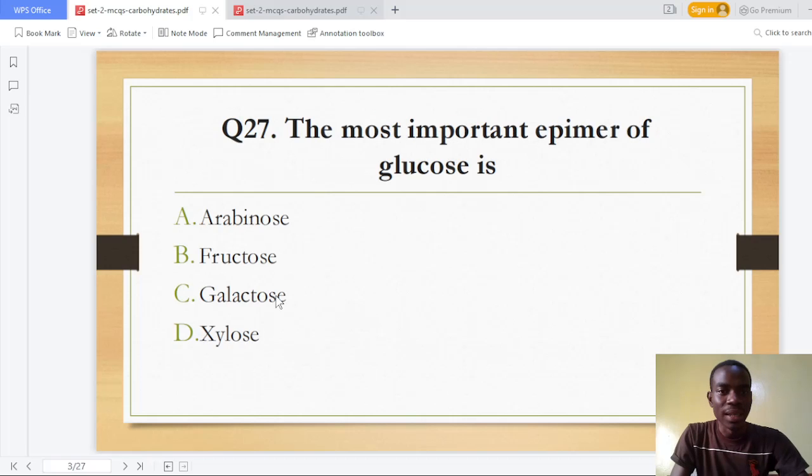Question 27. The most important epimer of glucose is A. Arabinose, B. Fructose, C. Galactose, D. Xylose. This one is just a fact. The most important epimer of glucose is galactose. Therefore, the best answer is C.